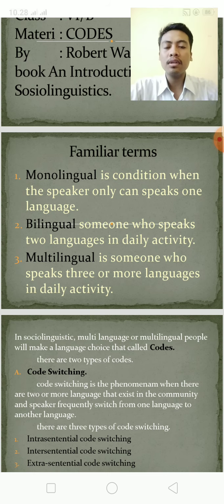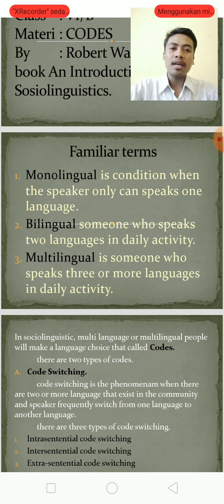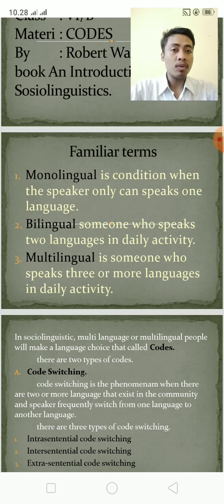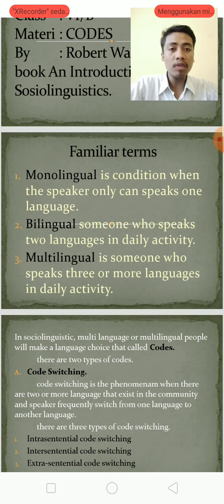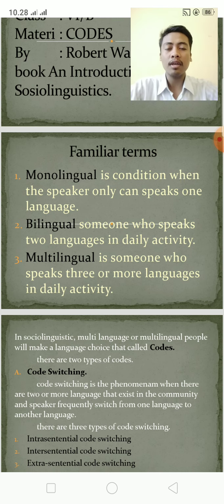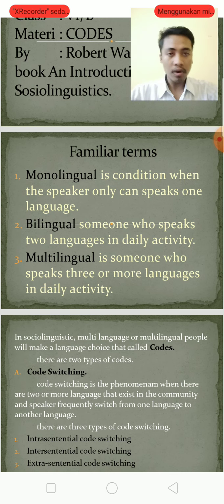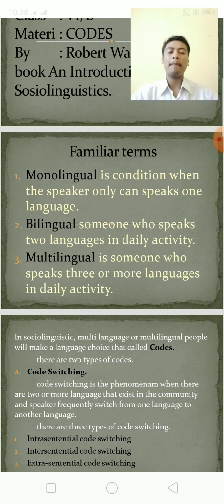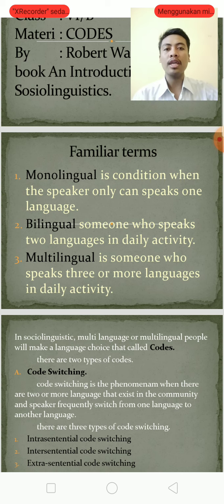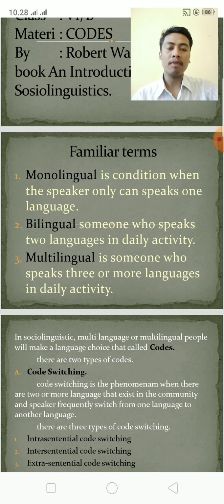The first one is monolingual. Monolingual is someone who can speak only one language. Bilingual is someone who can speak two languages. And a multilingual is someone who speaks three or more languages in their daily activity. Those are the familiar terms that we have to know when we are discussing codes.